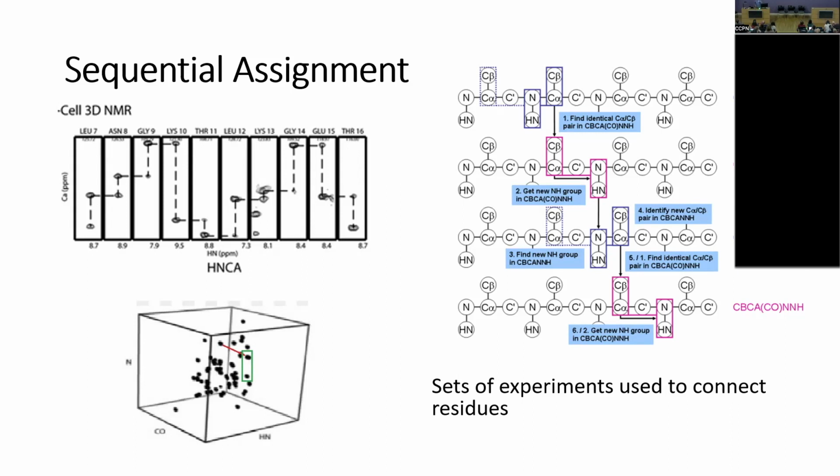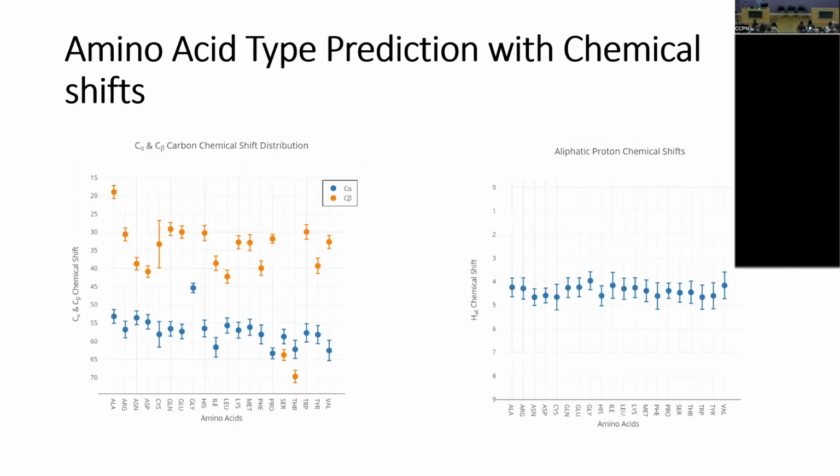Usually you also do the C beta C alpha experiments to get the information on the C beta chemical shifts. The C beta chemical shifts, including the C alphas and the hydrogen and nitrogen positions, can be used for the assignment of the amino acid type. The HNCA is the most sensitive experiment, however, it doesn't contain the information for the C beta chemical shifts. The C beta chemical shift is usually used for the assignment of the amino acid type.